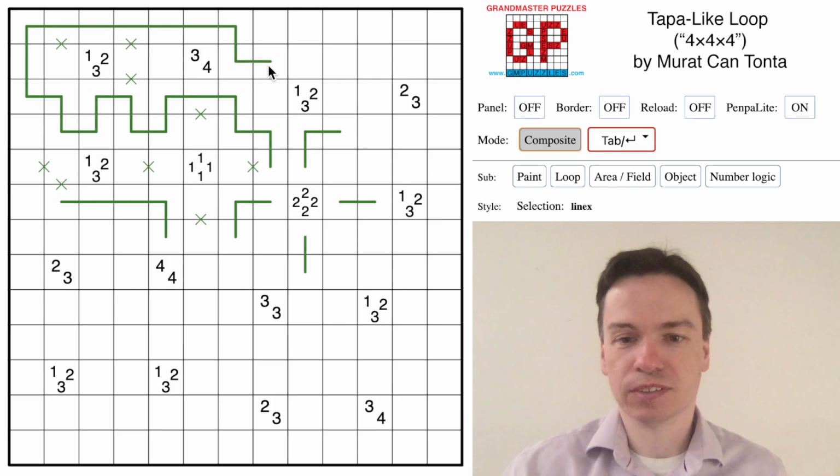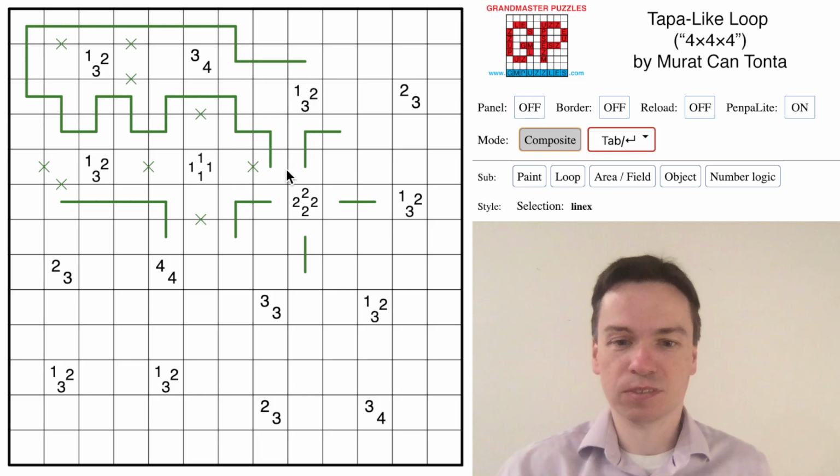This 3, 4 now extends like this. We've got a 1 here, we have a 2 or a 3. This is a 2 or a 3. So we've got the start of this loop up top.